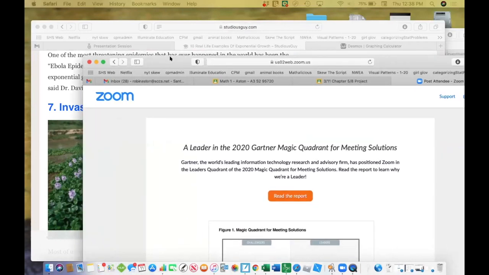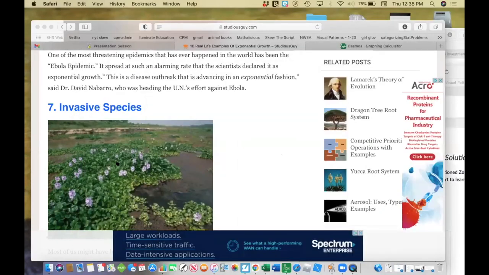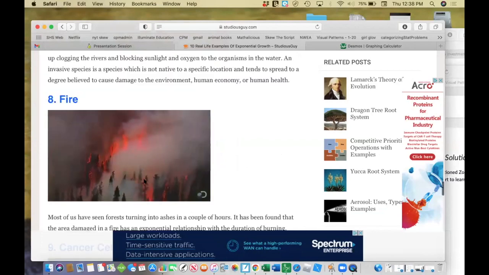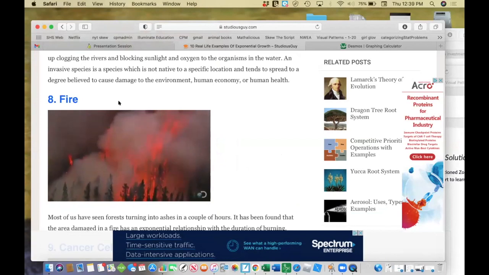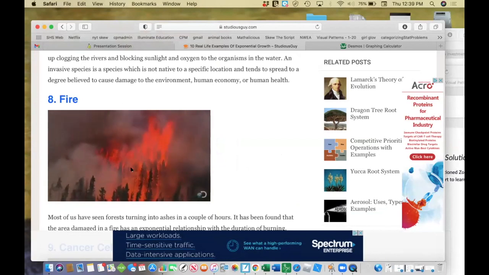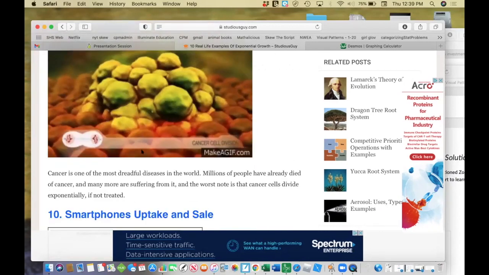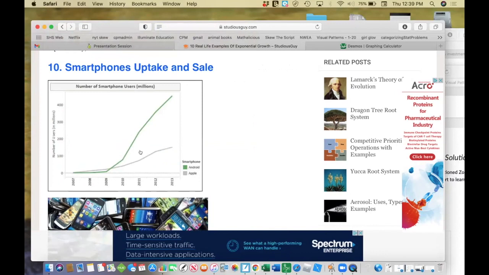I don't know if you guys know what that is. The plant gets pretty big, gets pretty thick. It has yellow flowers on it. That's very invasive. They have a picture here of something called the water hyacinth. Fire, California is having to deal with this more and more. We had such a serious fire this last fall, but fire grows exponentially. Cancer grows exponentially. We also talked about sales. Somebody last class mentioned the GameStop stock and how that grew exponentially, and that definitely did.